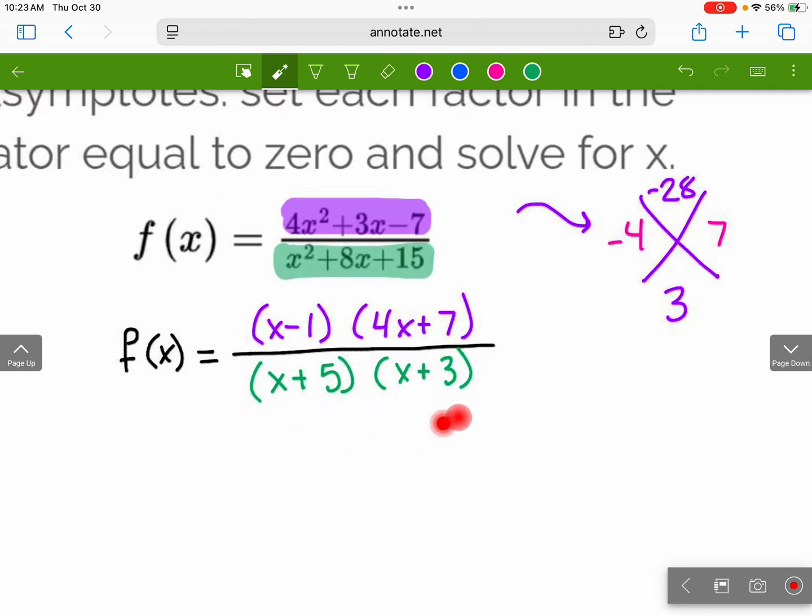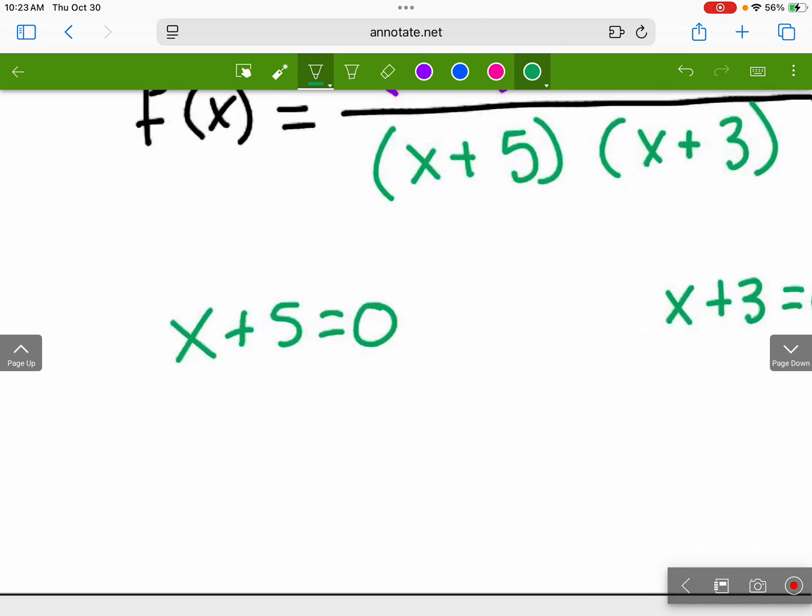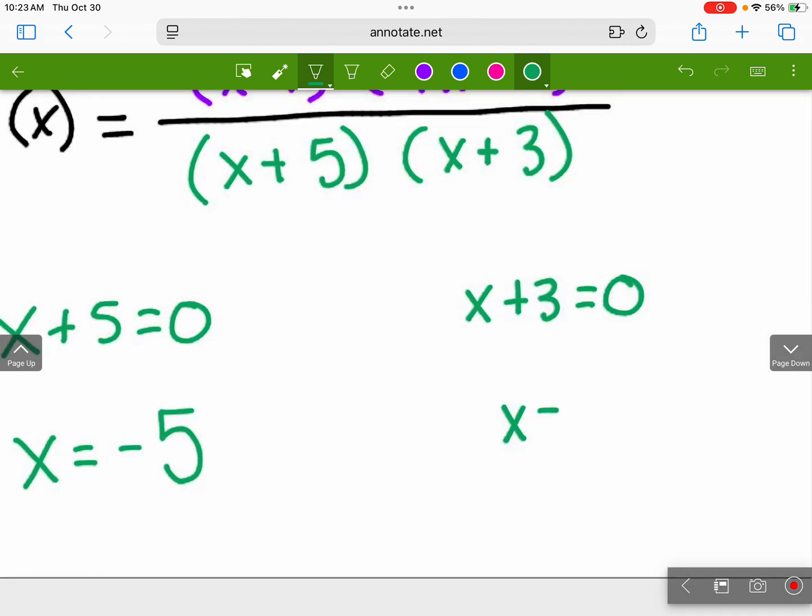Anything that's in the denominator causes an asymptote for us when it equals 0. So just like we did when we were finding our domain, we want to figure out where x plus 5 equals 0, and we want to know when x plus 3 equals 0. So we're usually pretty good at finding these roots. -5, and -3.